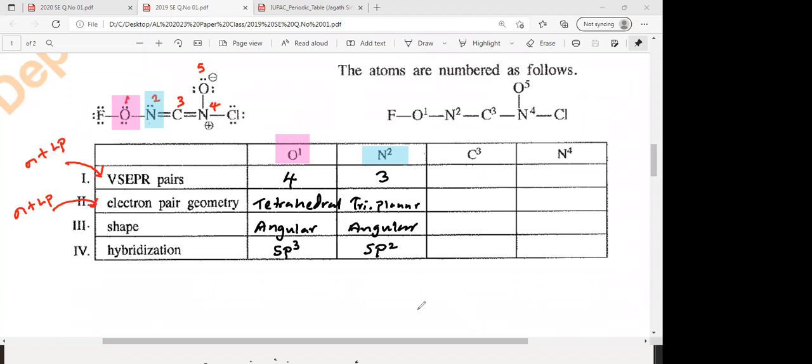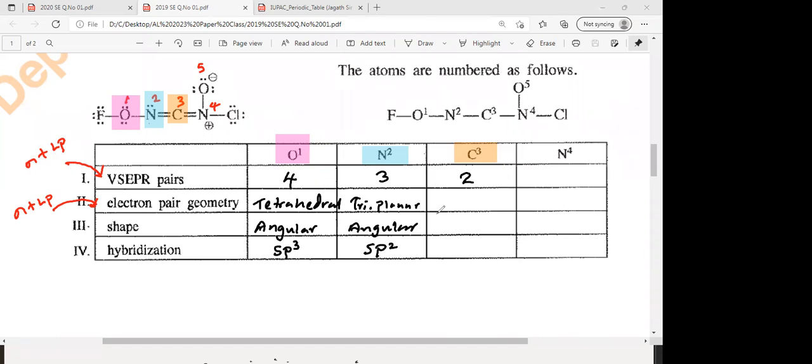C3, third carbon. Carbon atom label. This is under new syllabus, the first paper. How many pairs around that carbon? Only 2 sigma bonds. Pi bonds are not considered in C3 carbon. Only 2 sigma bonds. Therefore, only 2 VSEPR pairs.